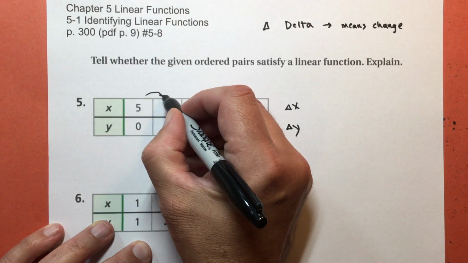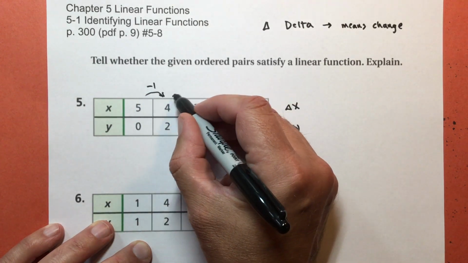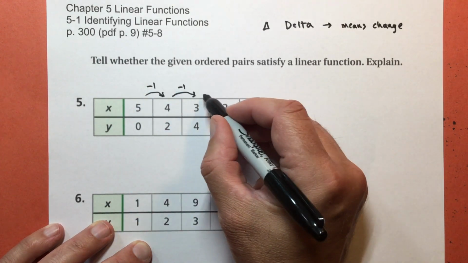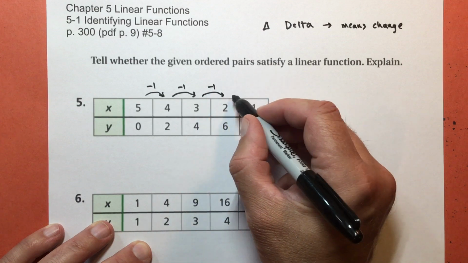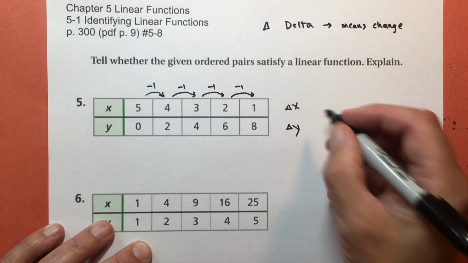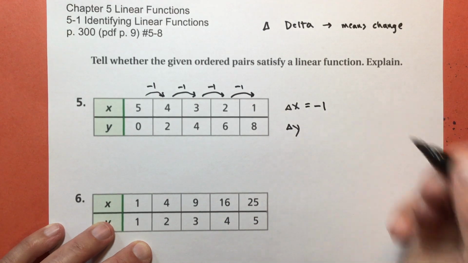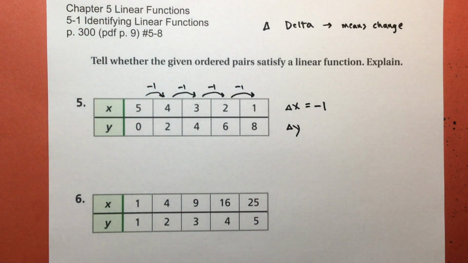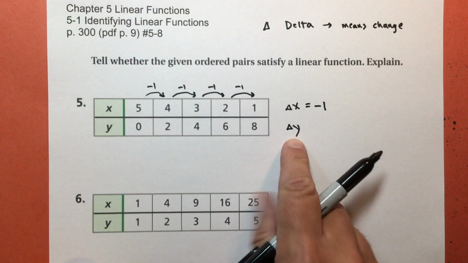To go from 5 to 4, it's going to go down 1. 4 to 3 also goes down 1. 3 to 2 also goes down 1. And 2 to 1. So my change in x is -1. And that is a constant change. This is also called the first difference, but that's not going to make much sense because you're probably going to ask, what about second, and third, and fourth differences? Those will come later. Let's figure out what the change in y is.